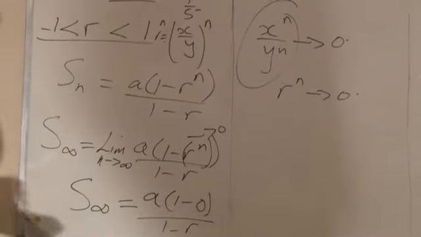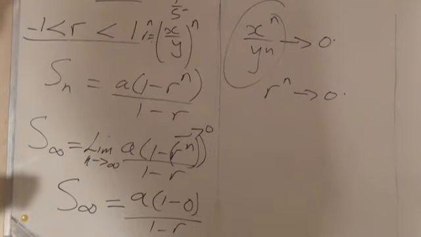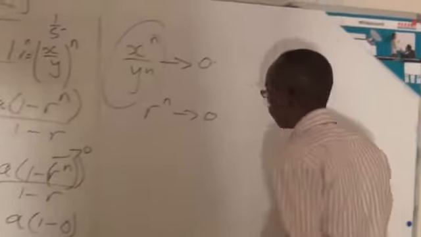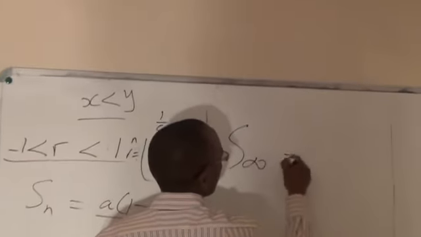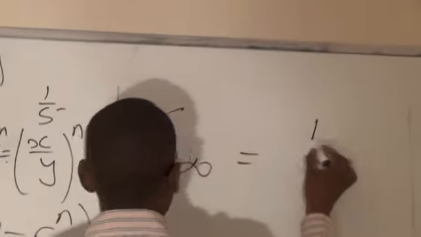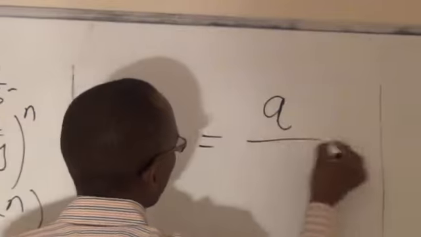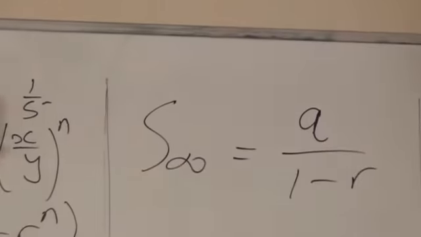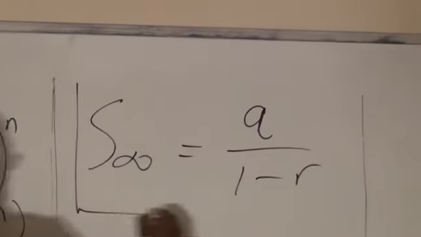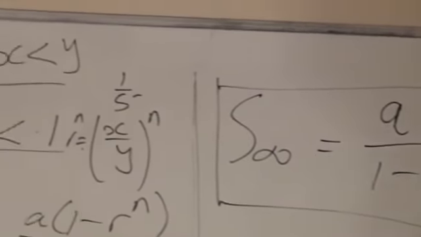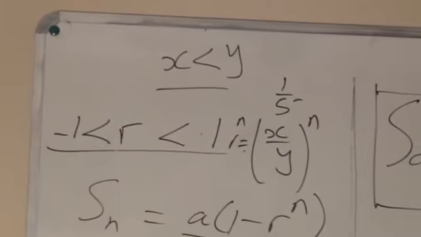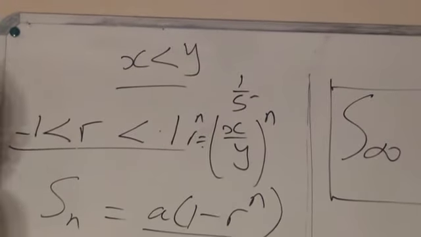So in general then, we can go on to say the sum to infinity of a converging geometric series is S infinity, which is equal to a over 1 minus r. And that's in general. We have derived this together. We are not copying it from any formula book, which is good. Now, let's take a look at an example.